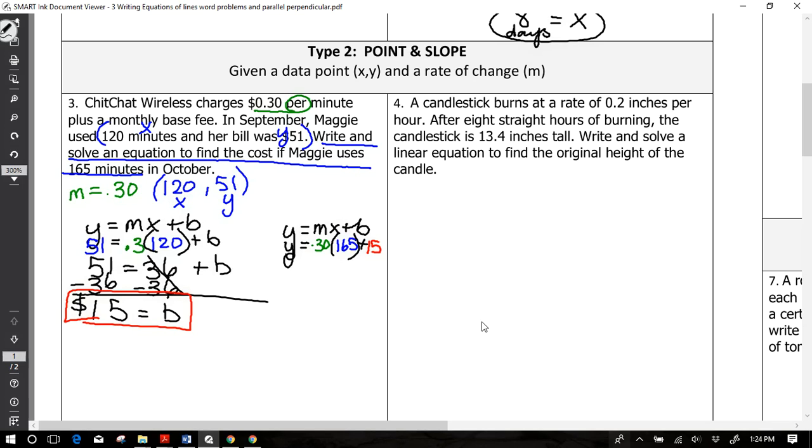I'm just going to type it directly in my calculator. And what I'm going to get is $64.50 would be the total cost of her bill. And that is the final answer.